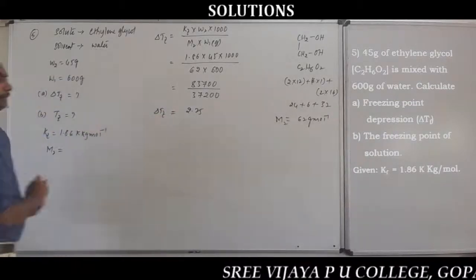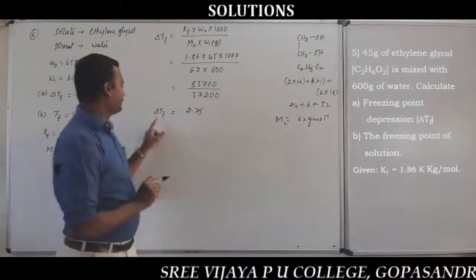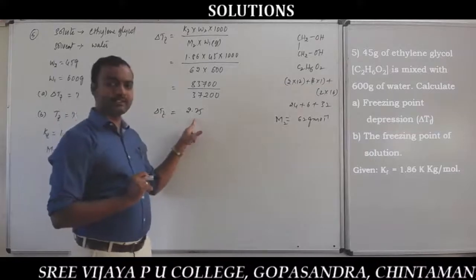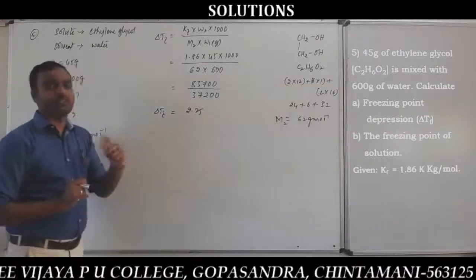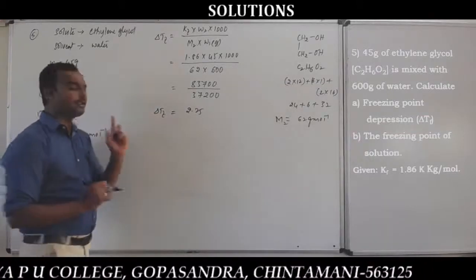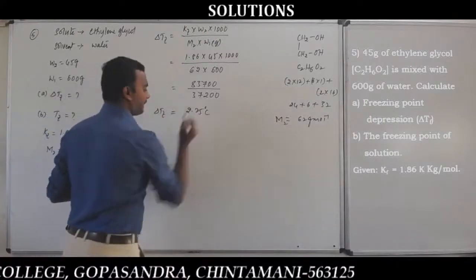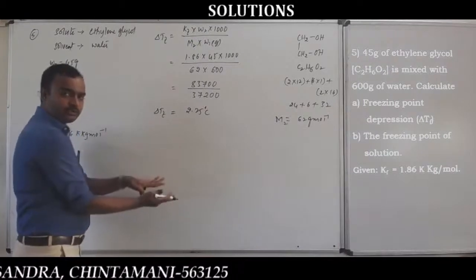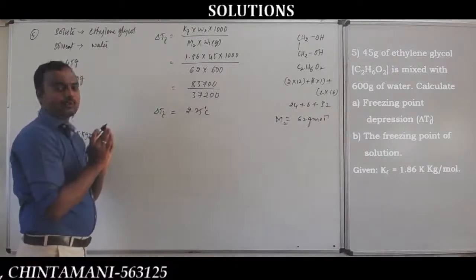Again, in the previous class I said that delta Tf is the difference. If you take it in degree Celsius while calculating Tf or T0f, you have to take them in degree Celsius itself.